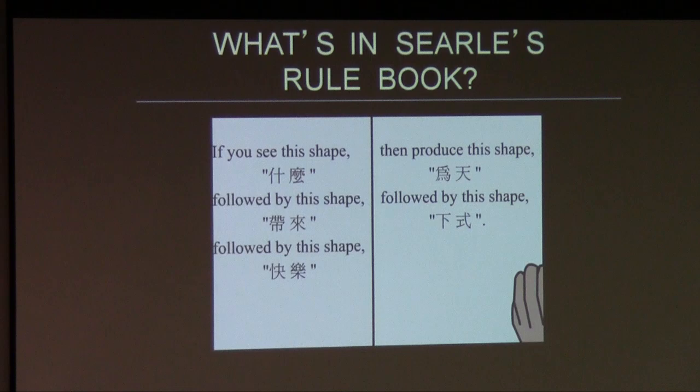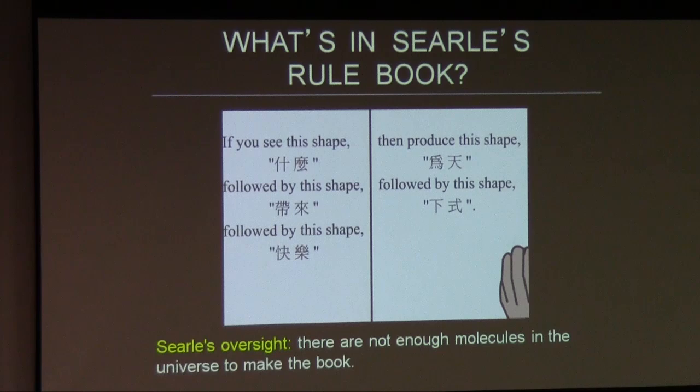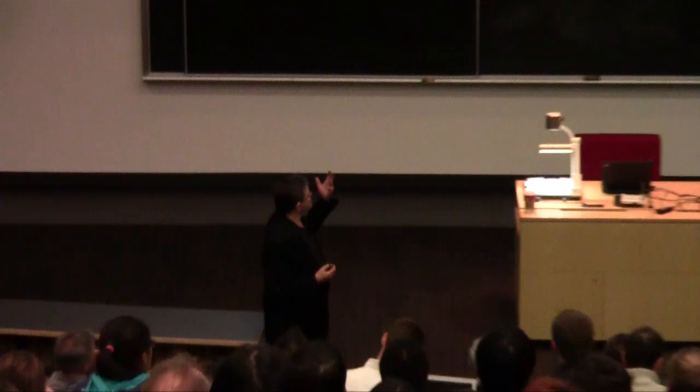as they say. What Searle forgot, an oversight, is that there are not enough molecules in the universe to make that kind of book. Because Chinese, like any natural language, is quite complicated. The number of sentences that you form for this book is enormous. The combinatorial explosion will fail you before you even get to the fifth chapter.